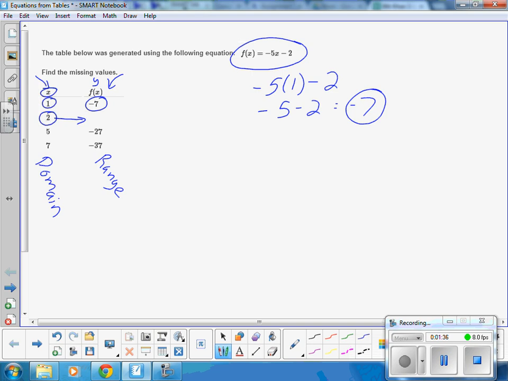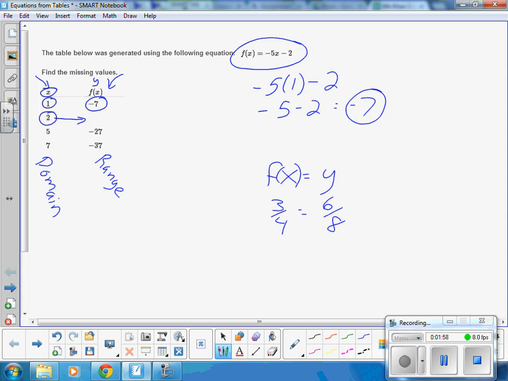F of x is equal to y. They're the same thing, just different notation. Just like 3/4 is equal to 6/8. Just different notation. Different name for the same thing.